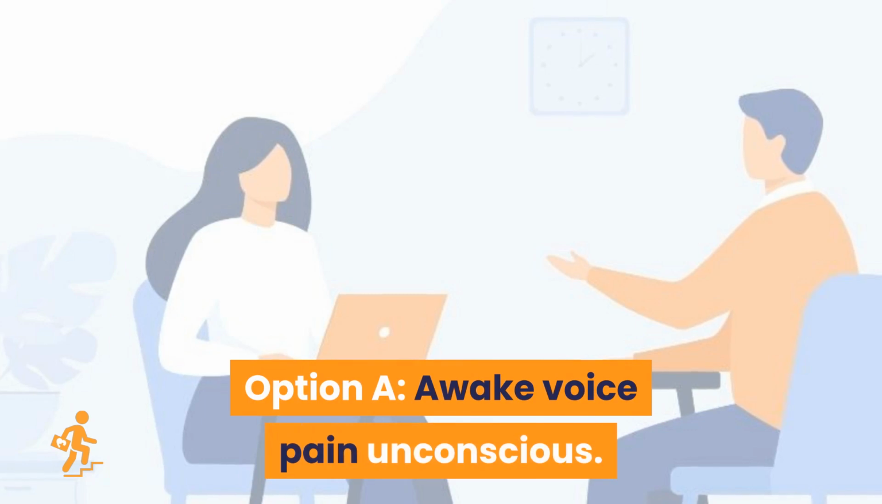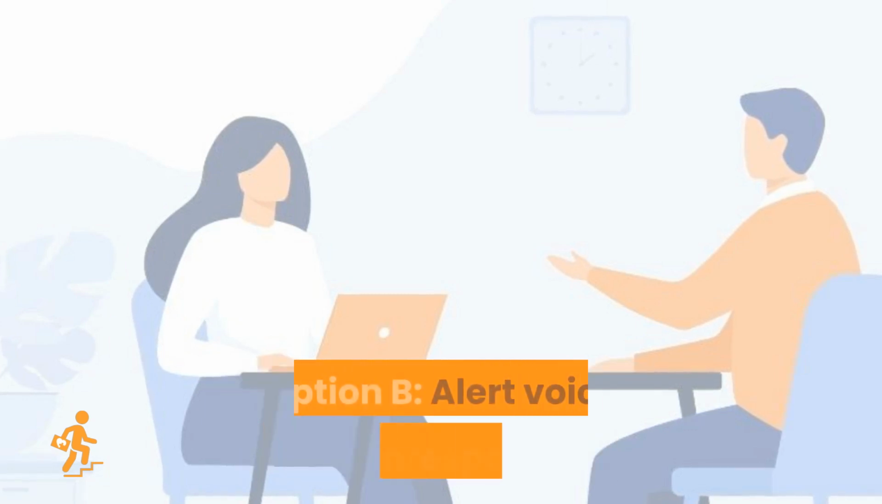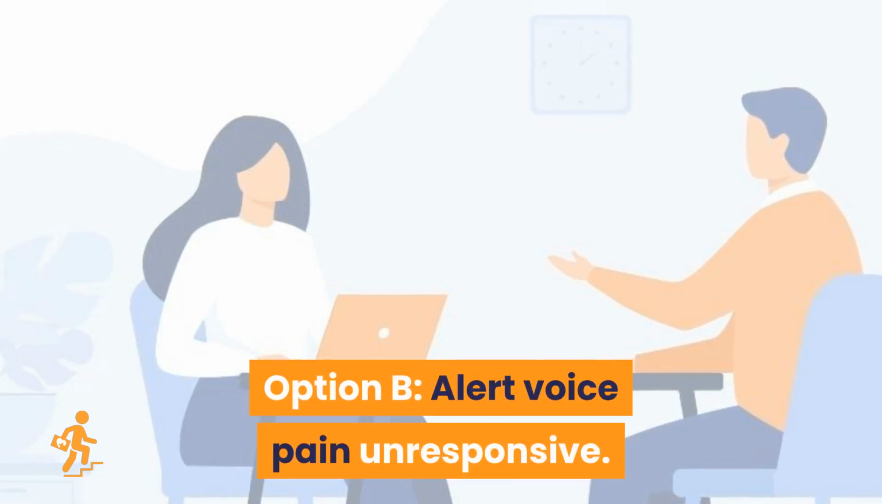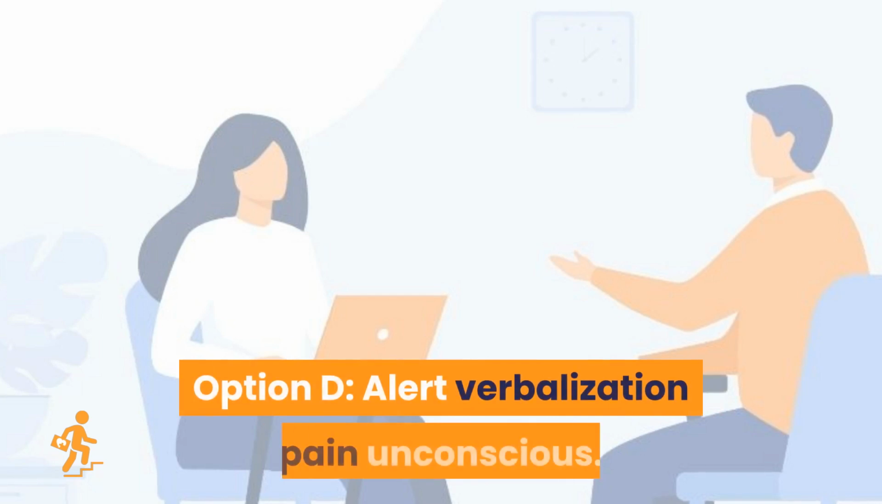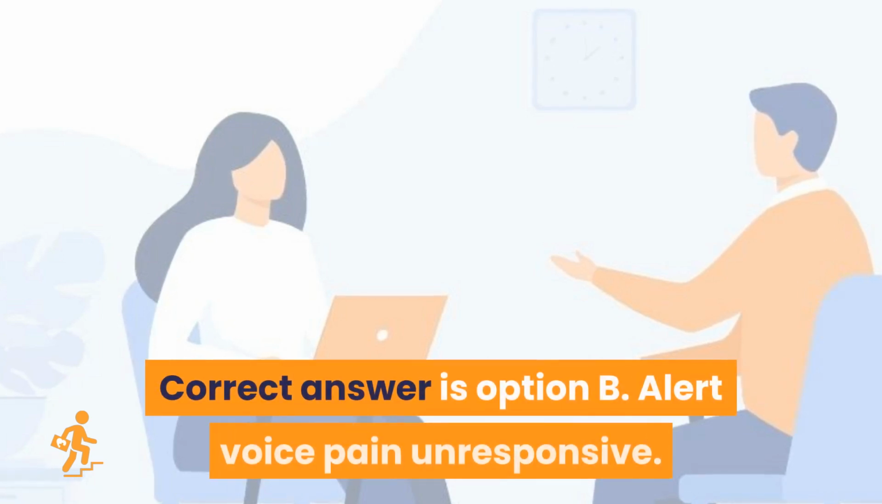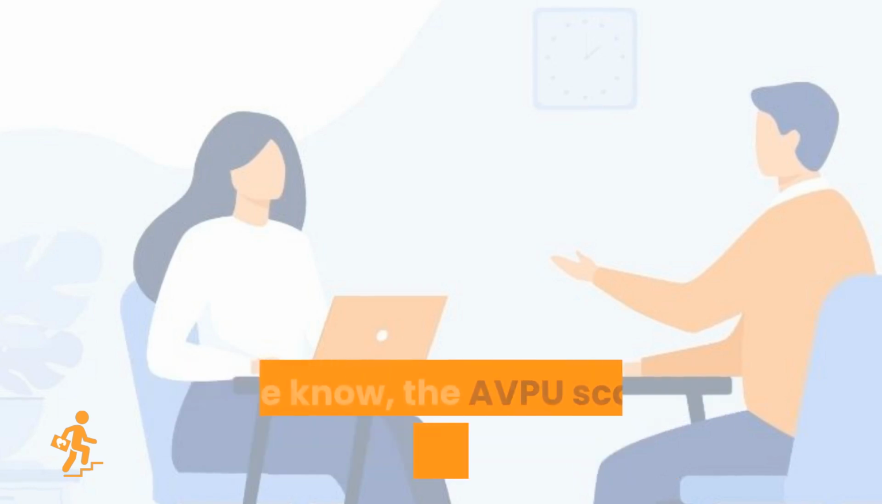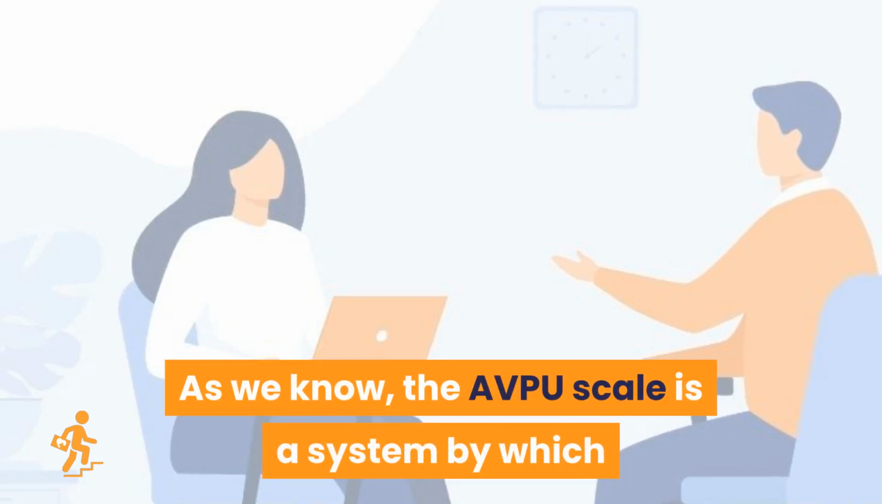Option A, awake voice pain unconscious. Option B, alert voice pain unresponsive. Option C, awake verbalization pain unconscious. Option D, alert verbalization pain unconscious. Correct answer is option B, alert voice pain unresponsive.